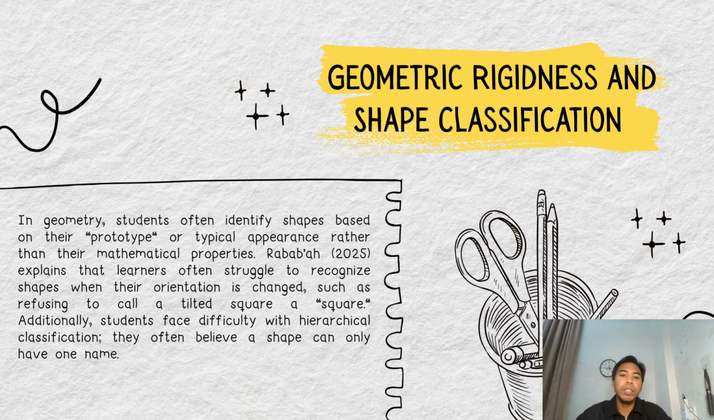Then we go to geometry, regarding shape classification. In geometry, students often identify shapes based on their prototype or typical appearance rather than their mathematical properties. 2025 explained that learners often struggle to recognize shapes when their orientation is changed, such as refusing to call a tilted square a square. Additionally, students face difficulty with hierarchical classification. They often believe a shape can only have one name.